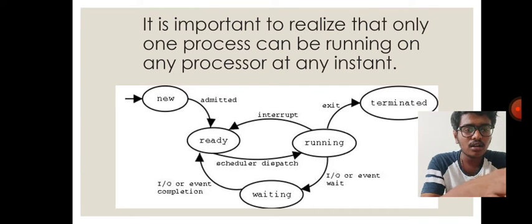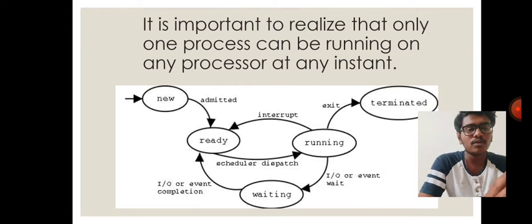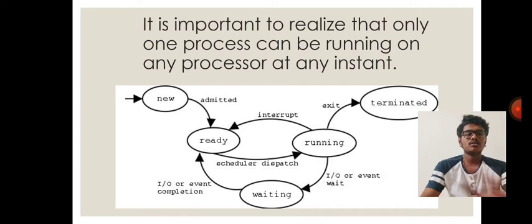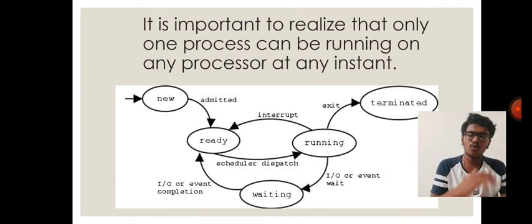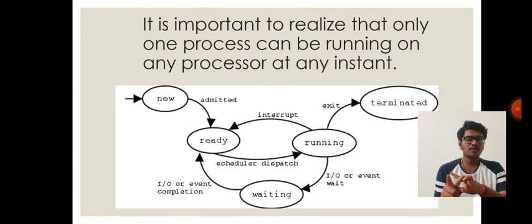Running, an event called input output or event wait, and it is waiting for the ready scheduler dispatch and input output event completion. So after running this whole process, it is terminated, which is the process getting exited. Ready and running are a whole process which will be in a cycle, and this is about the process state.